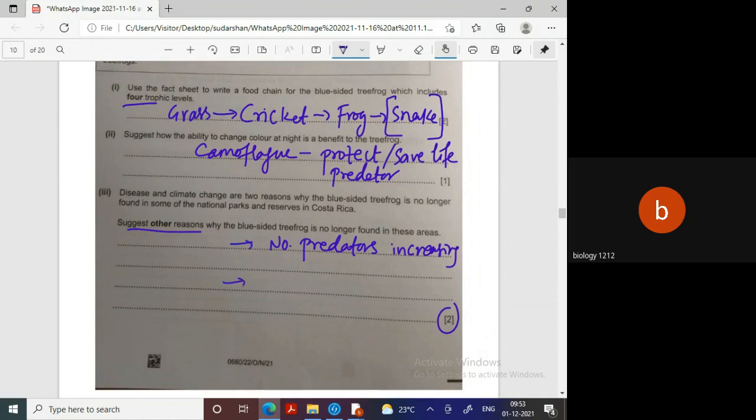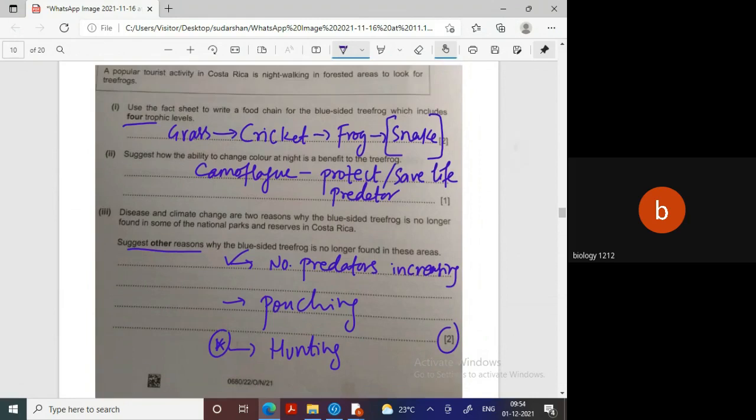The second thing you can say is that illegally they are also trapped or collected. So we can mention poaching. Poaching is one of the reasons, or mention one more, hunting. Please remember, do not write anything beyond the given space area. That won't get scanned and it won't be included in your main answer, so please avoid that. So one is predators increasing, poaching increasing, and let's see hunting here. Moving to the next question. Hope you understood about this paragraph.